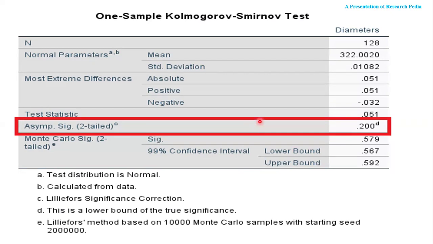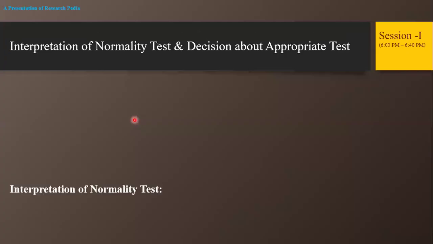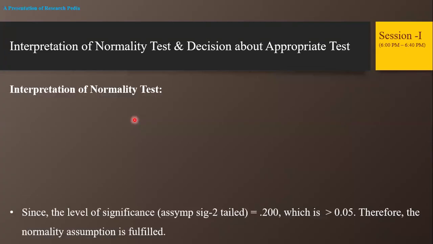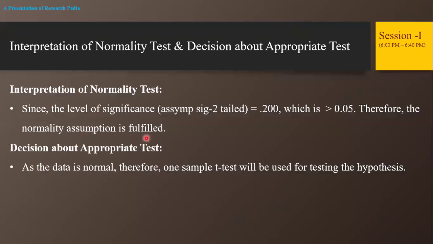So what is the interpretation of the normality test? Since the level of significance, which is the Asymptotic Sig. (2-tailed) value, is 0.200, which is greater than 0.05, therefore the normality assumption is fulfilled. That is the interpretation. And what we decide: as the data is normal, therefore the one sample t-test will be used for testing the hypothesis.